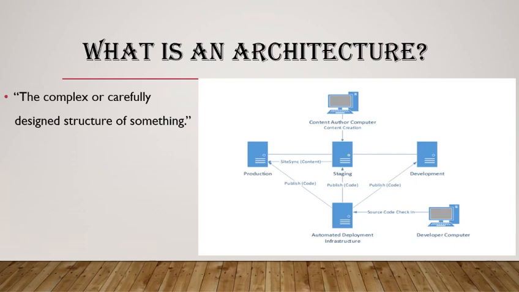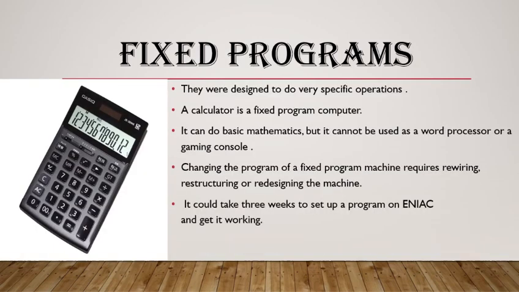An architecture is a complex or careful design of a structure of something, fixed programs. These were designed to do very specific operations. A calculator is an example of a fixed program computer. It can do basic mathematics, but it cannot be used as a word processor or a gaming console. Changing the program of a fixed program machine requires rewiring and reconstructing or redesigning the machine. It could take 3 weeks to set up a program on ENIAC and get it working.